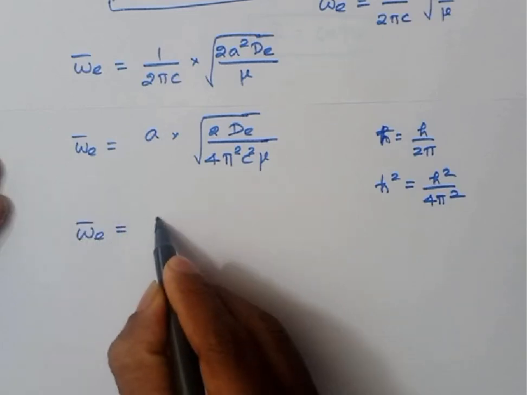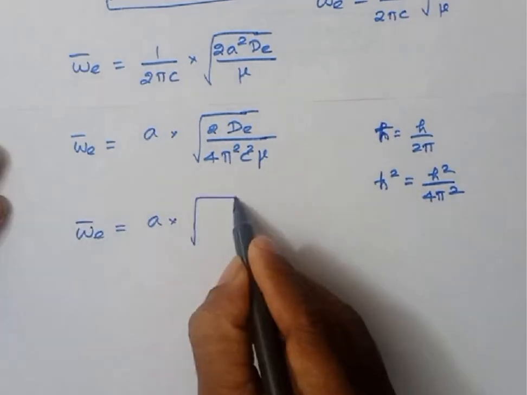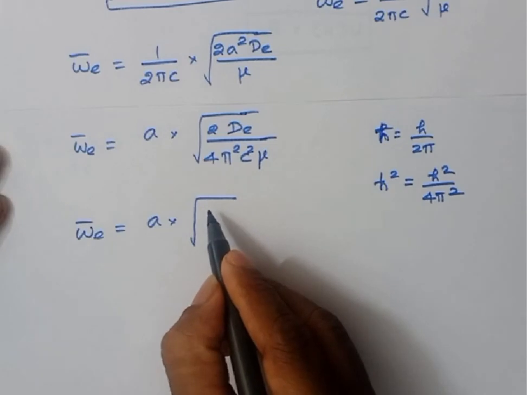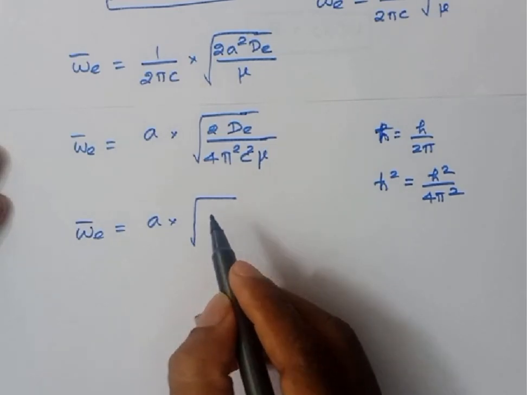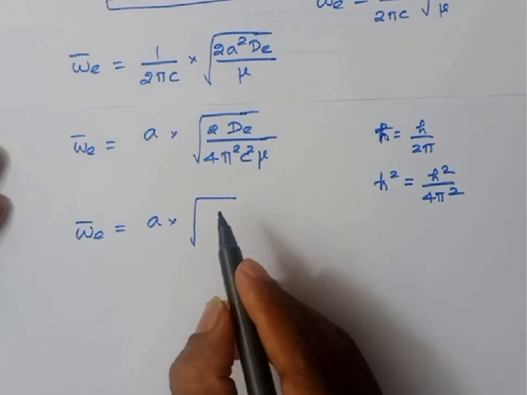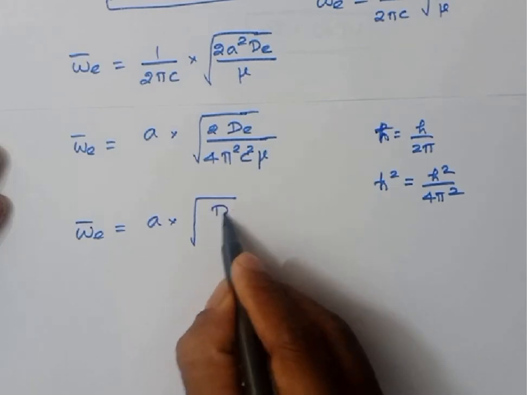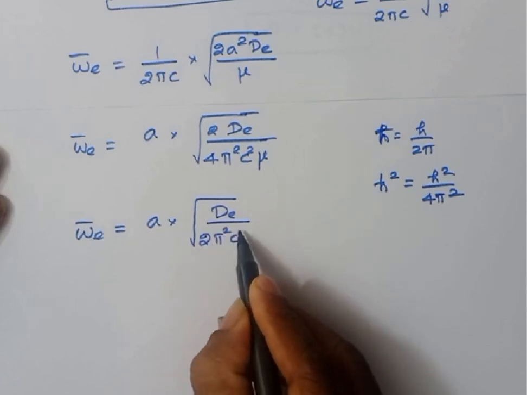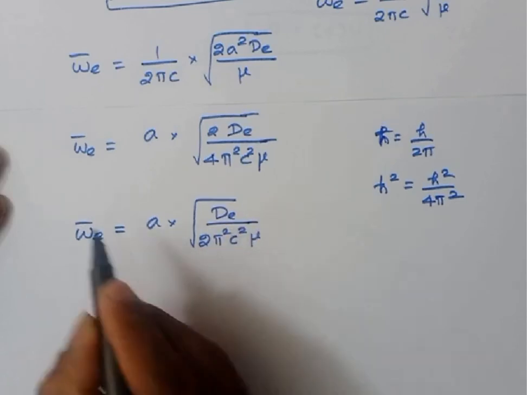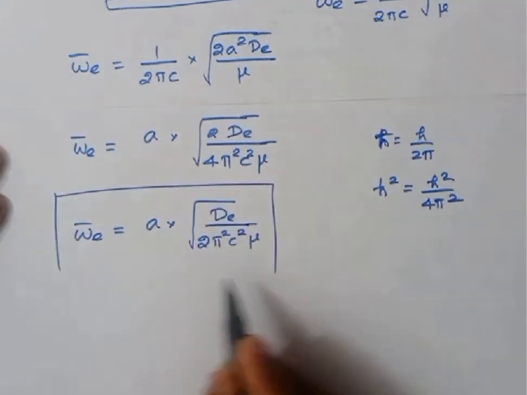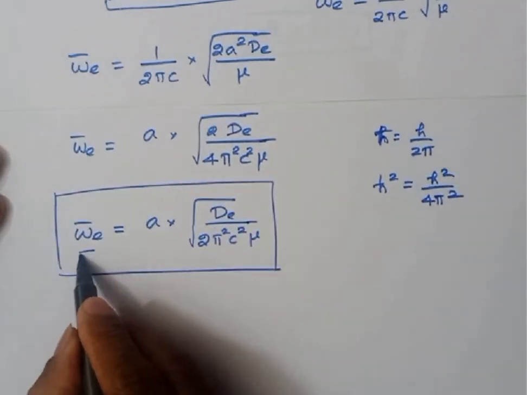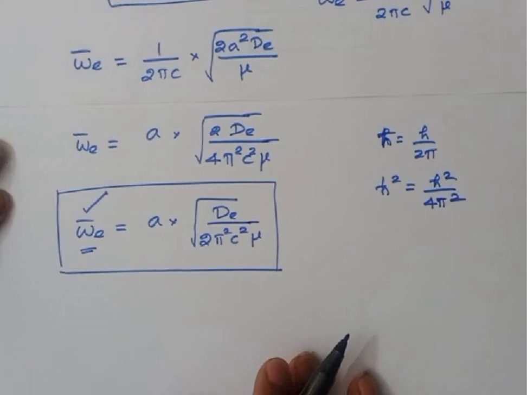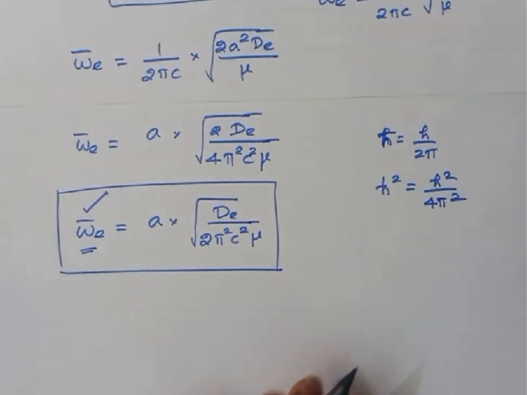Omega e bar equal to a into the square root of 2 dE, or you can cancel that 2 and 4, so we get dE by 2 pi square c square mu. Using this relation, we can calculate the equilibrium vibrational frequency of the bond. Okay, take note.